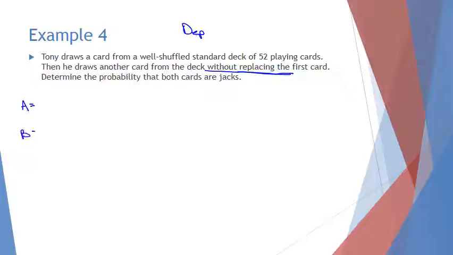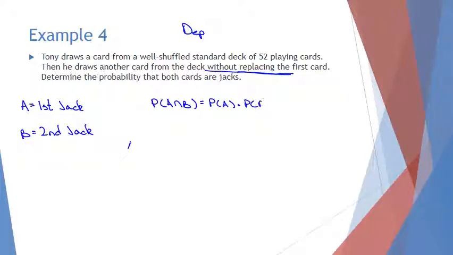Okay. You don't need to go through this A-B thing every single time. You do not need to. I'm just trying to present things in a nice, easy order. So this will be my first jack, and this will be my second jack. So the probability of A and B, the probability of getting a first jack and a second jack will be the probability of A times the probability of B, given that A has occurred.